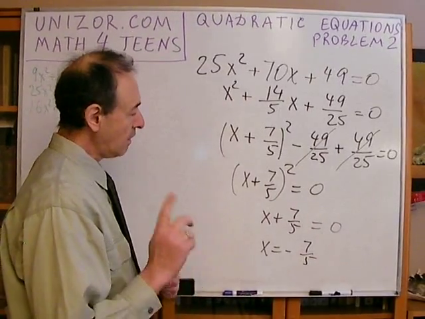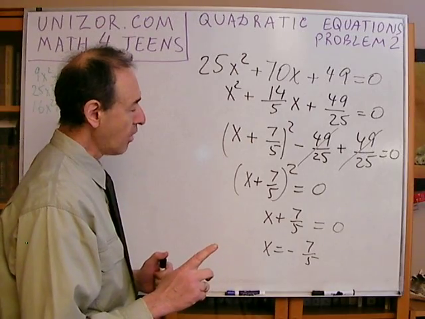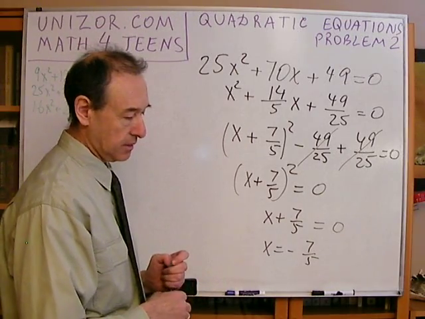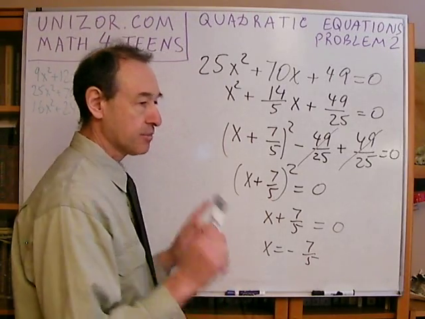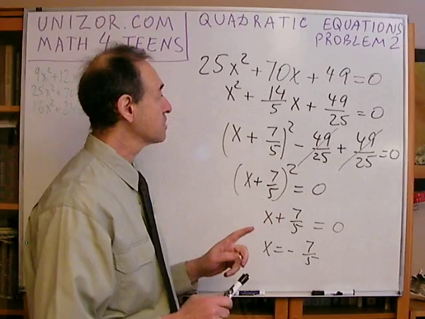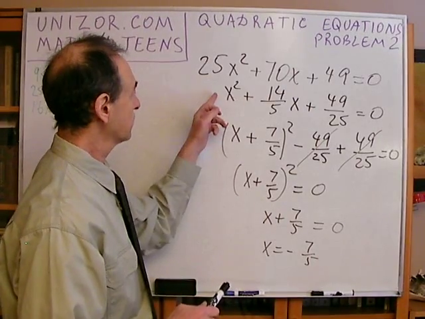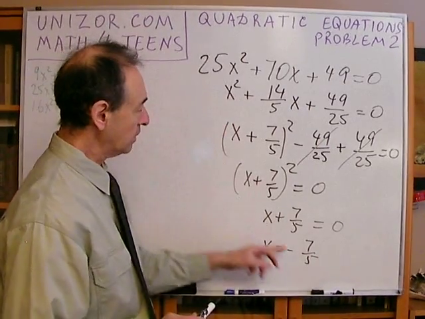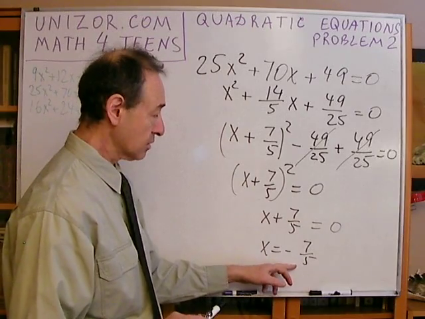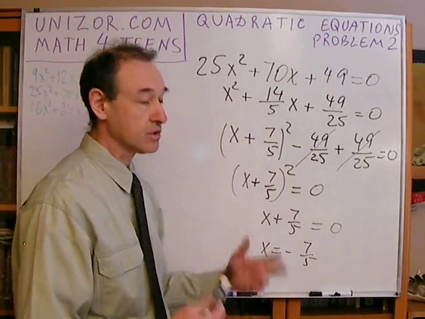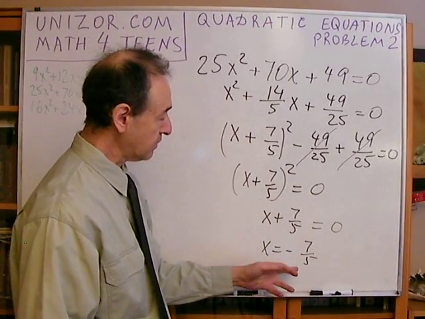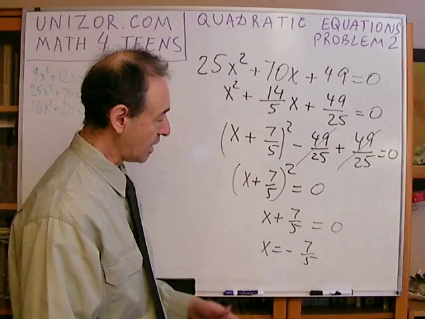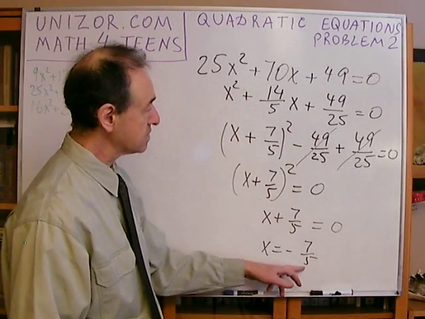Now, let me return back to that little observation which I made in the first place, that the product of two solutions is supposed to be the free member of the equation if the coefficient is 1 here. Well, the product of two solutions: one solution is minus 7 fifths, another solution is also minus 7 fifths. So their product is 7 fifths times 7 fifths, minus times minus, so it's 49 over 25, which is exactly this.